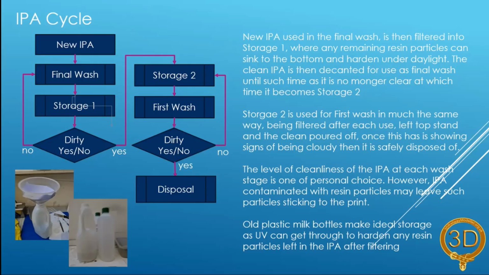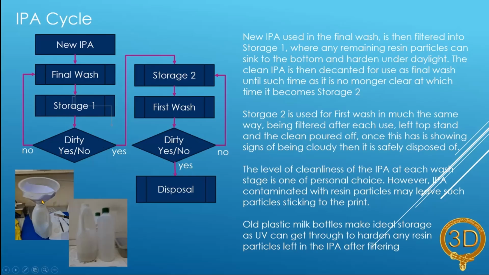So then when I come to do another final wash, I can have a look at this, and this has been left standing on a shelf. Now, leaving it standing on the shelf does two things. It allows any resin particles to sink to the bottom, and because UV light can get in, it will solidify them. So you can decant off the resin and use it again. And therefore we go into this stage here.